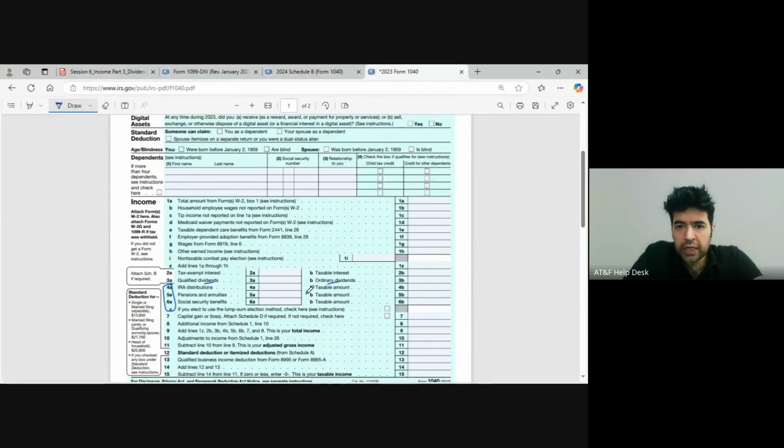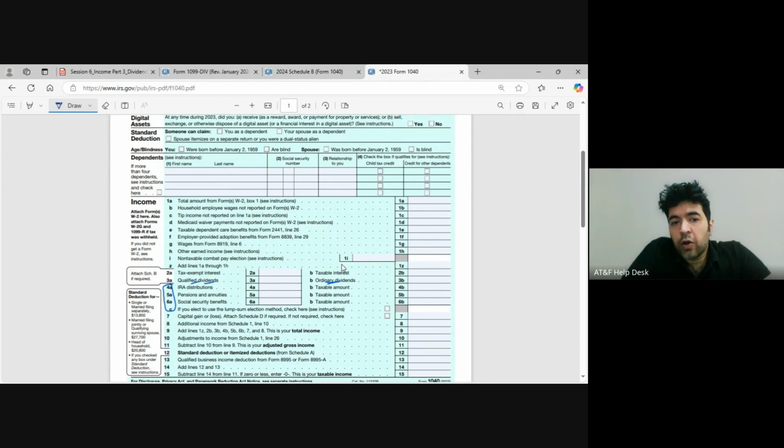So today we will be discussing dividends. For dividends, again, we have qualified dividends and ordinary dividends. Qualified dividends may get 0% tax, so it is 0, 15 or 20%. Tax calculation is a little bit different for qualified dividends. We'll see how it works in tax calculation.